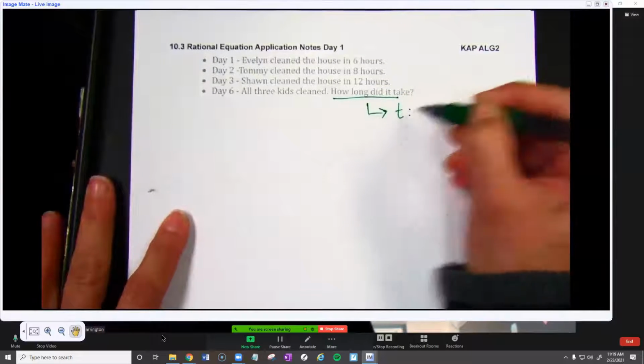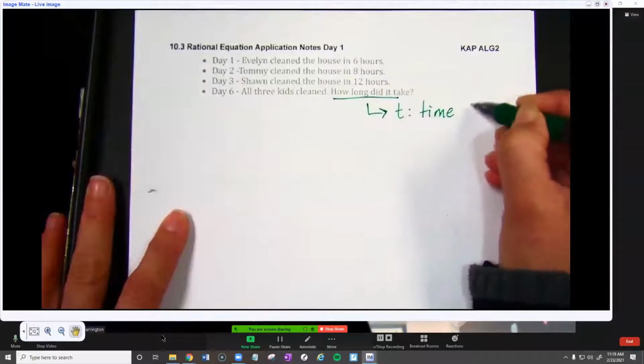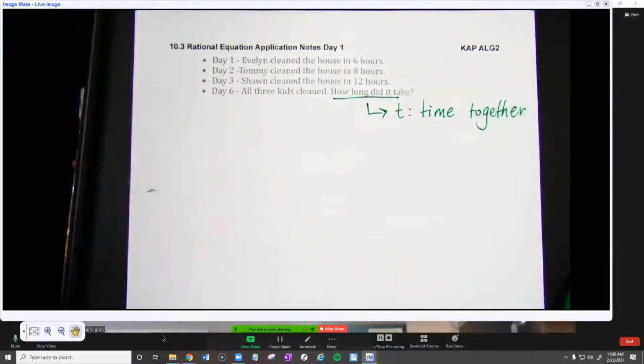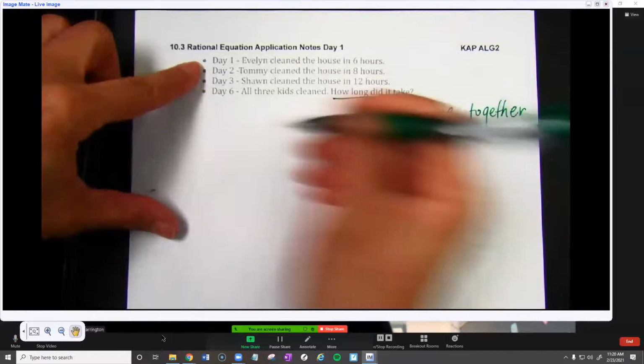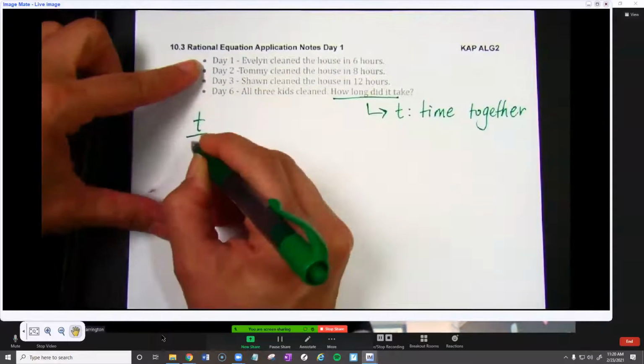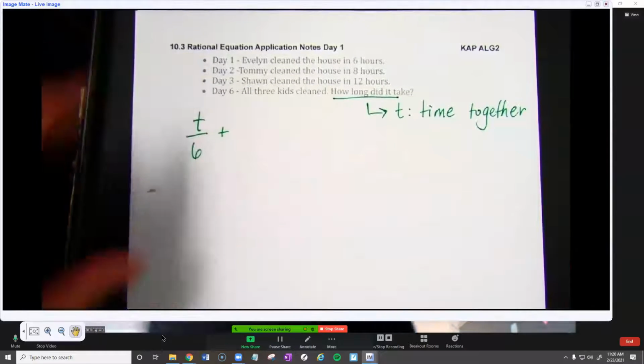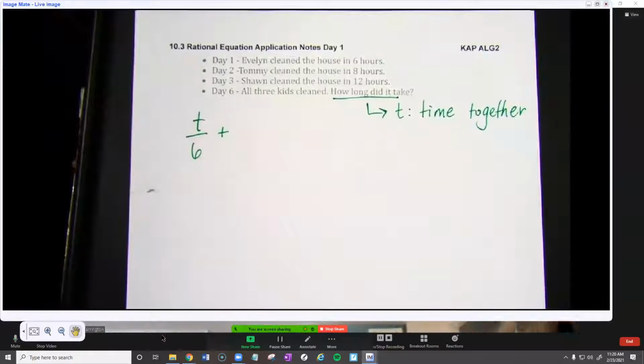So T is going to be time together. Order. I'm going to write Evelyn first because she's listed first. So Evelyn, T over 6. Now I'm going to write Tom. What am I going to write for Tom? T over 8, right? And then what's going to be the last piece? T over 12. What is it always equal to? Always equal to 1.